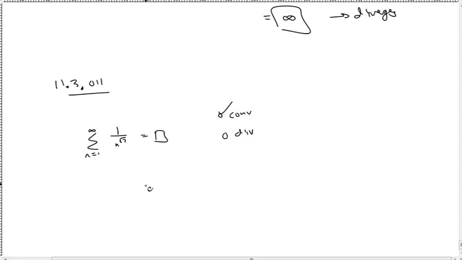Well, how? This is a P series yet again. Notice that my P here is the square root of 7, which is more than 1. That's a 7 in there, okay? I don't know what the square root of 7 is, but I know that the square root of 4 is 2, and the square root of 9 is 3. So it's definitely more than 1. Converges. And you move on. You don't have to do the integral.